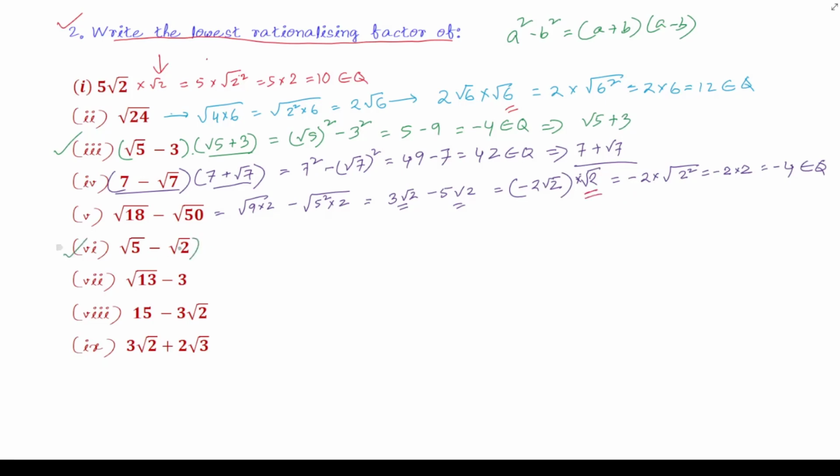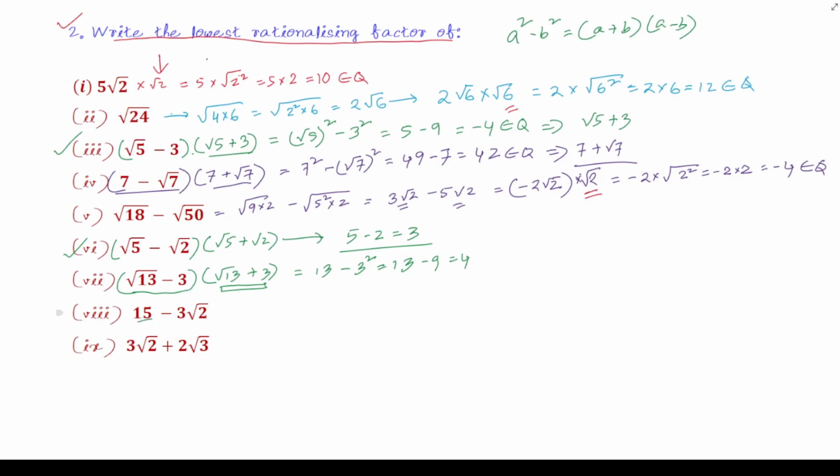Root 5 minus root 2: if we multiply this by root 5 plus root 2, then it will be a rational number. You can see this will become 5 minus 2, which is equal to 3, a rational number. Then root 13 minus 3: in this case also we can multiply this by root 13 plus 3, and it will be equal to 13 minus 3 squared, that is 13 minus 9, equal to 4. So root 13 plus 3 is the lowest rationalizing factor.